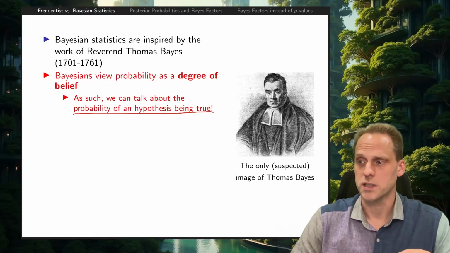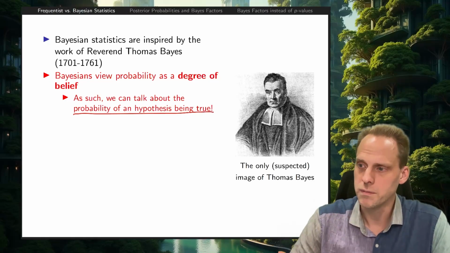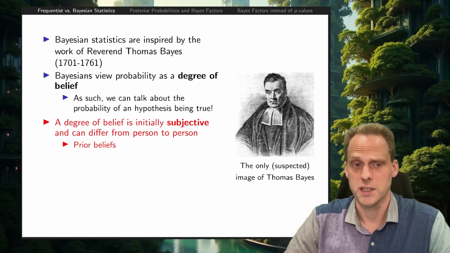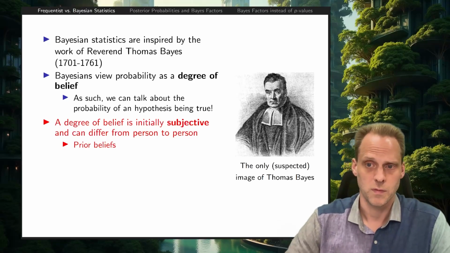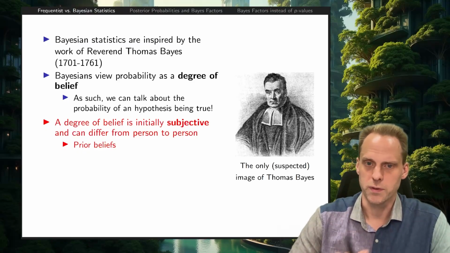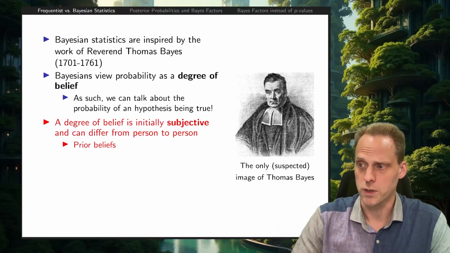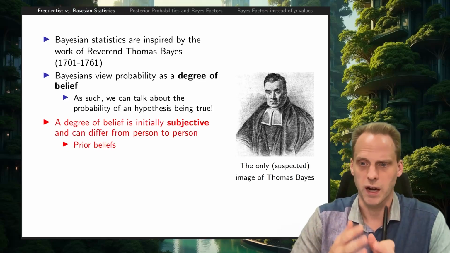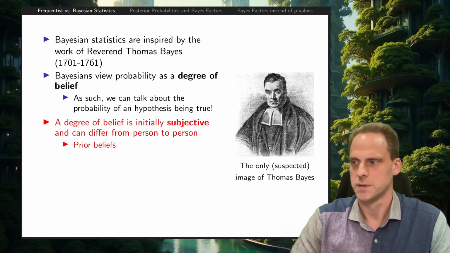But the Bayesian can say, no, I have a degree of belief that my hypothesis is true. This degree of belief is initially subjective and it can differ from person to person. So my prior beliefs might lead to different posterior beliefs, as we call it, where prior means before we see data, and posterior means after we see data, than someone else's.